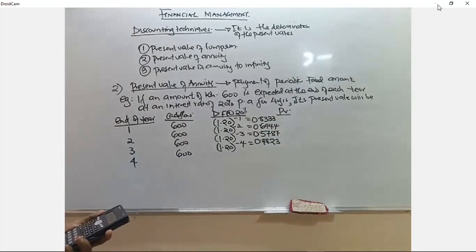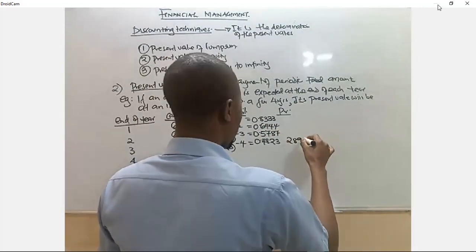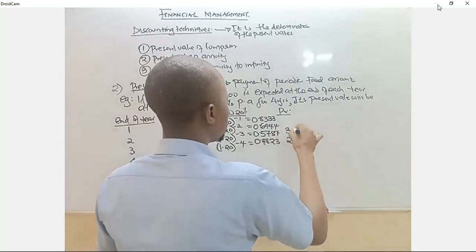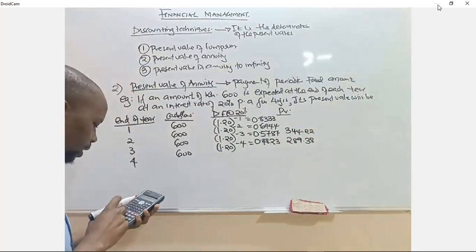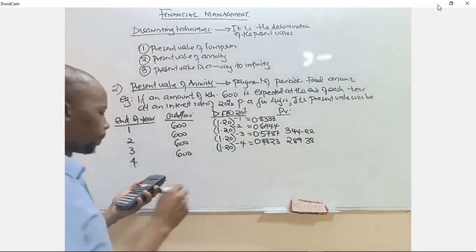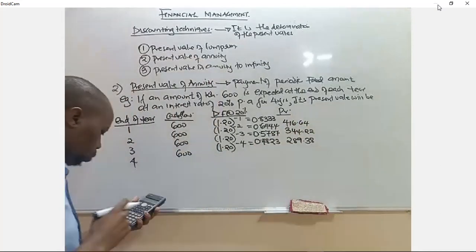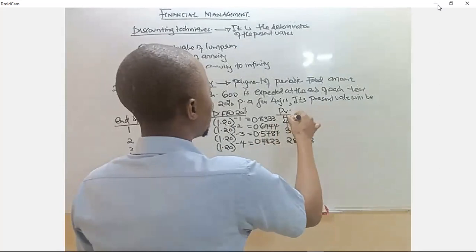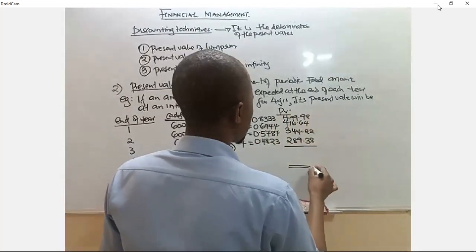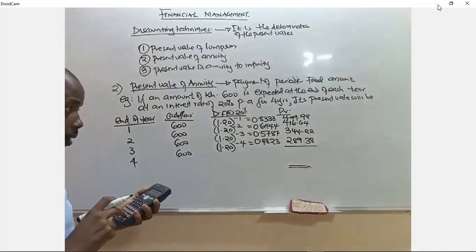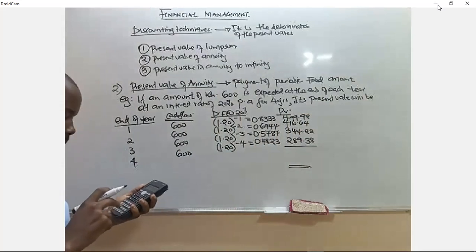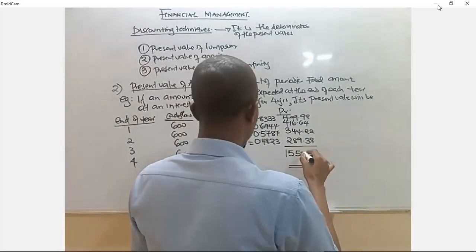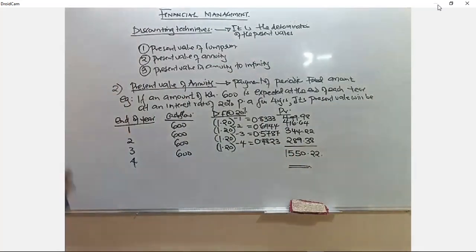So if I take 0.4823 times 600, I get 289.38. The other one will be 0.5787 times 600, right? I'm getting 344.22. Then the other one will be 0.6944 times 600. I'm getting 416.64. Then the first one will be 0.8333 times 600, getting 499.98. So how much is this? Plus 416.64 plus 344.22 plus 289.38, getting 1550.22.